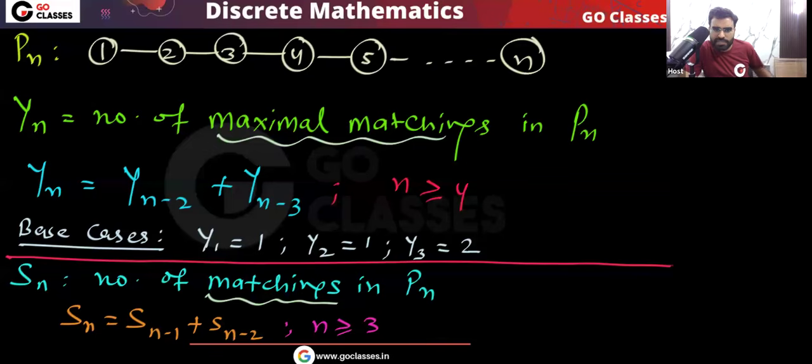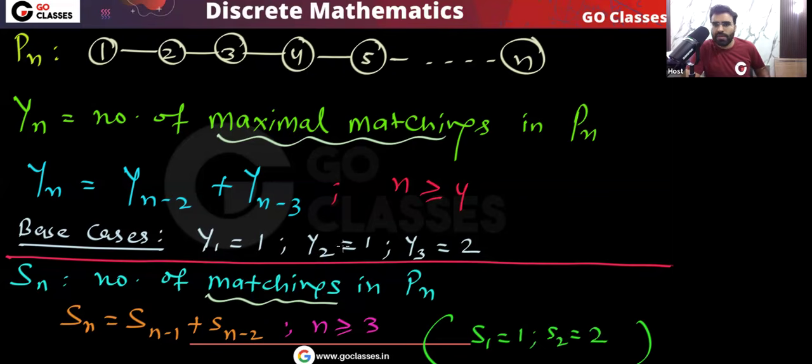And what were the base cases that you already know? Base cases were, let me write it here. Base cases were S1 was 1 and S2 that was 2. Okay, that's it. So this is the complete analysis.